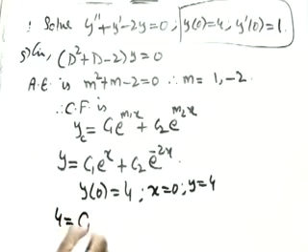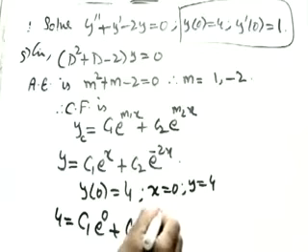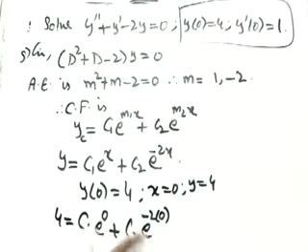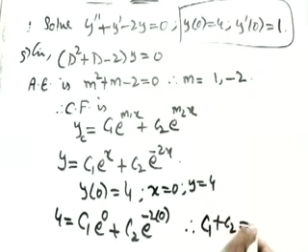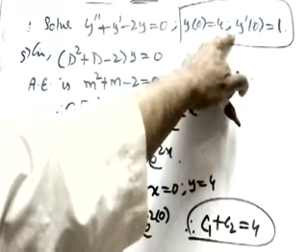So y value is 4 equals c1 e power 0 plus c2 e power minus 2 into 0. Any number to the power 0 is 1. This is also 1. Therefore, we get one equation: c1 plus c2 equals 4.